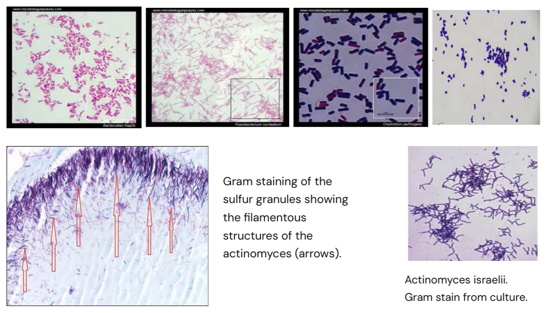Here, we see a Gram stain from a culture of Actinomyces israelii. The image highlights the sulfur granules, where the filamentous structures of the bacteria are clearly visible. These thread-like formations, pointed out by the arrows, are characteristic of Actinomyces. This staining technique helps us identify and understand the bacterial morphology, which is crucial for accurate diagnosis and treatment.